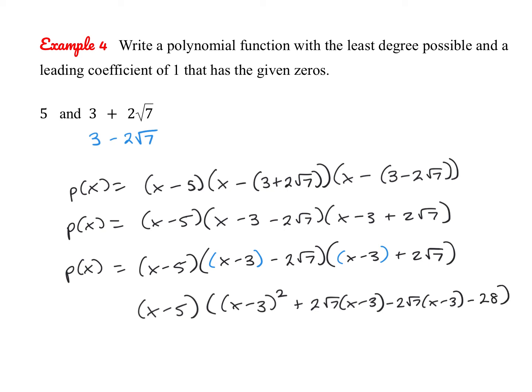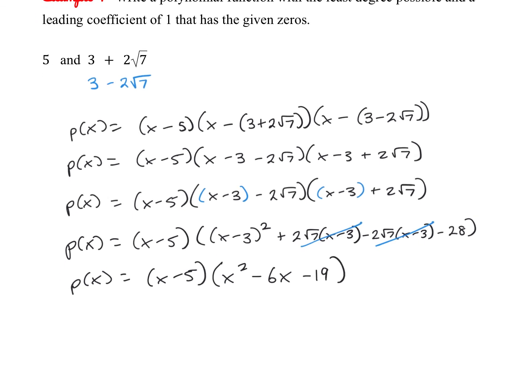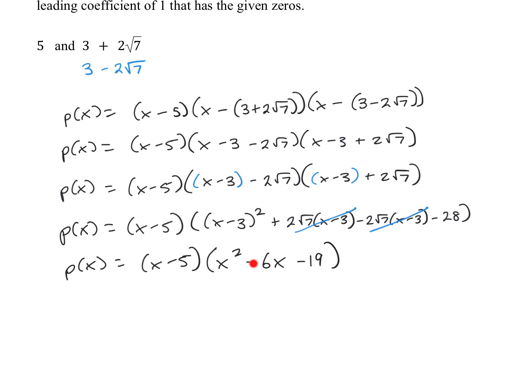And again, here, since we have plus 2 root 7 times x minus 3, minus 2 root 7 times x minus 3, they cancel out. So it makes it a little bit quicker for us to multiply something like that out. So now we still need to multiply out this binomial. So x squared minus 6x, and then we have plus 9 minus 28, so minus 19. And then we just have to multiply out these two final polynomials here.